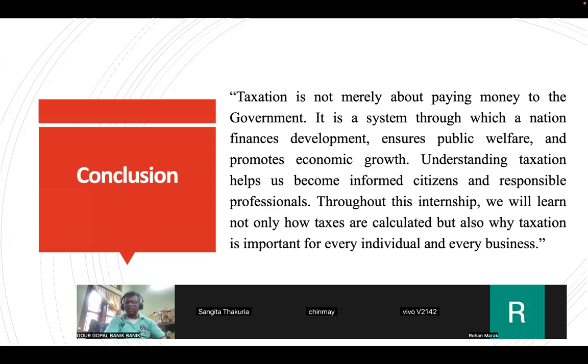Taxation is not merely about paying money to the government, but it's a system through which a nation finances its development, ensures public welfare, and promotes economic growth. Understanding taxation helps us to become informed citizens and responsible professionals. Throughout this internship, we will learn not only how taxes are calculated, but also why taxation is important for every individual and every business. All these things will be discussed, and this was the conclusion. And today, let's see what we shall start.